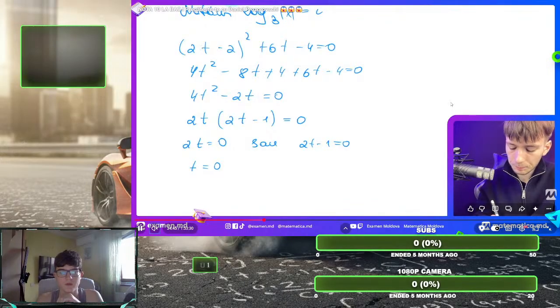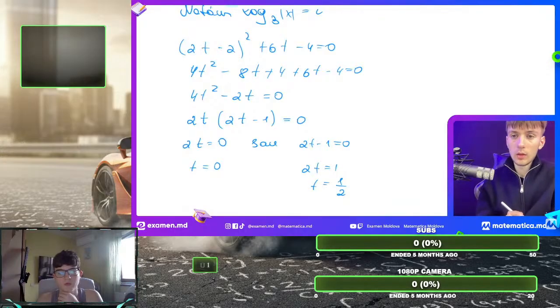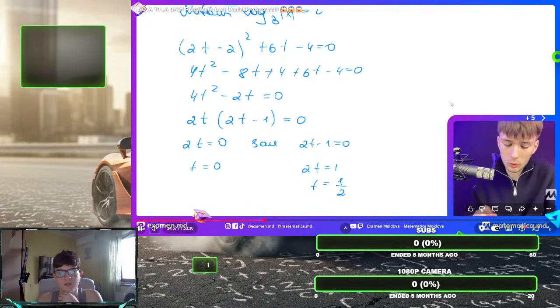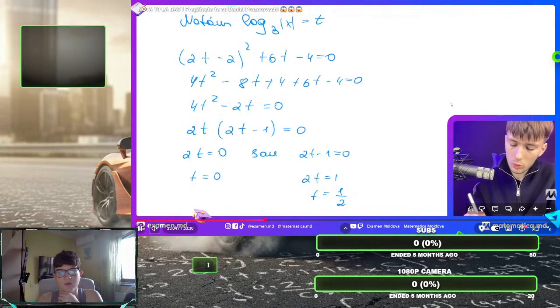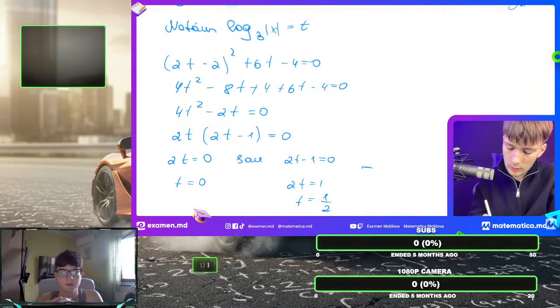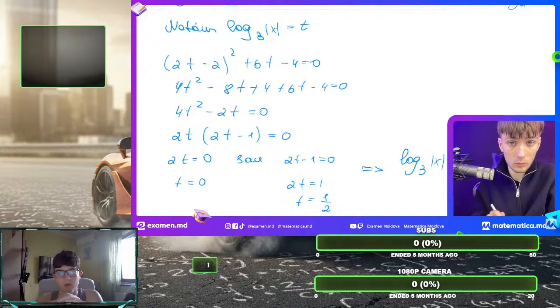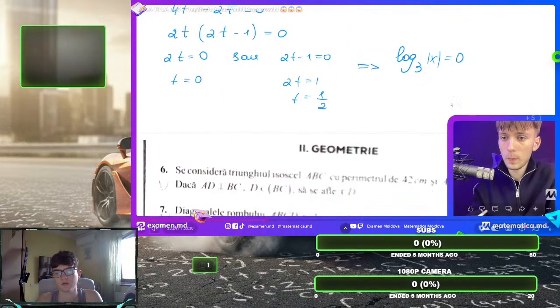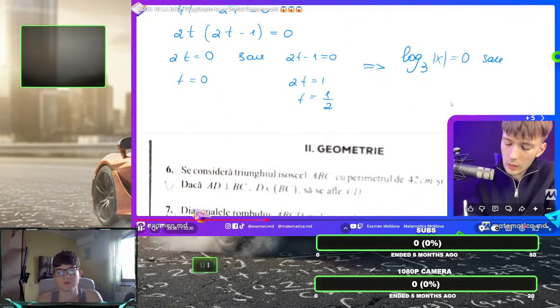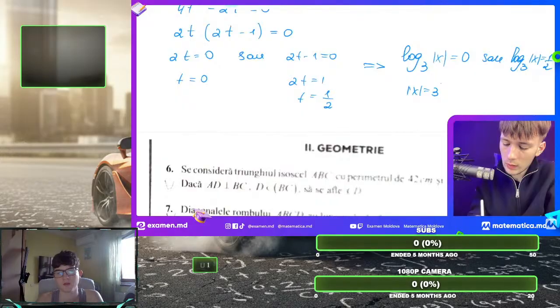And t is equal to 0 right there, and right there is going to be equal to 1 divided by 2. But that's not actually the x, that's the t, so we need to swap the t back. So we're going to swap it back. log3 modulus x equals 0 in the first one, and then equals 1 divided by 2 in the second one. And modulus of x is going to be 3 right there.